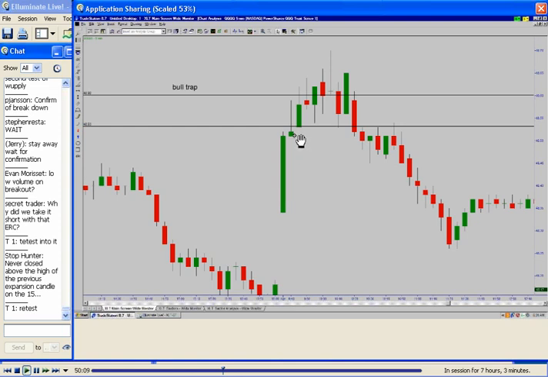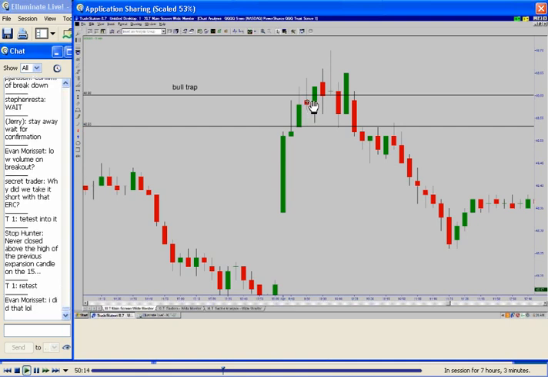It never actually confirmed anyway, though. So if you're following the shooting star rules, you never took that trade anyway. We come up here. Now you get another shooting star. You're like, aha, shooting star. This is the one. You get short. Oops. You get stopped out again.